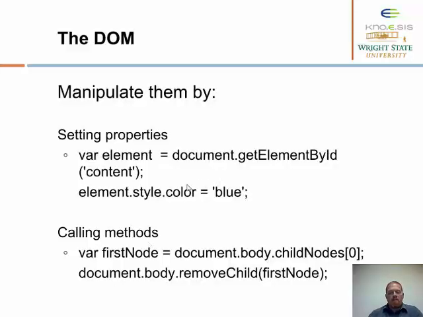So we can style the elements once they're on there, and we're going to get our element, our paragraph element, by its ID content, store that as an element, and then change the style. And the style we're going to change is color, and we're going to change that color to blue.